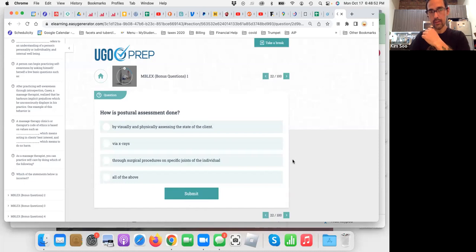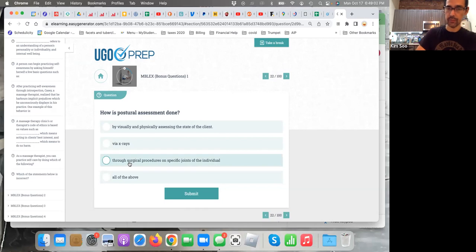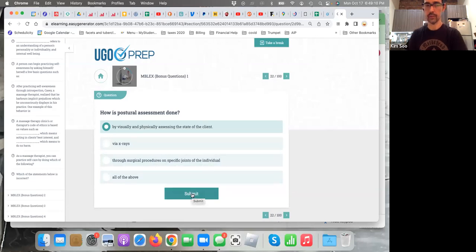How is postural assessment done? Is it done by visually and physically assessing the state of the client, or via x-rays, or through surgical procedures on specific joints of the individual, or all of the above? I would say, since surgery and x-rays are not within our scope, probably just by visual and physical.